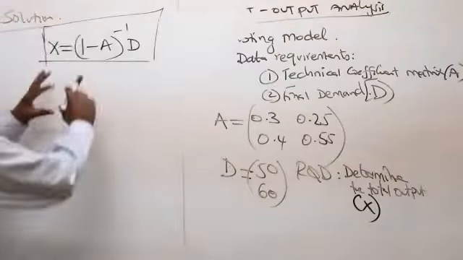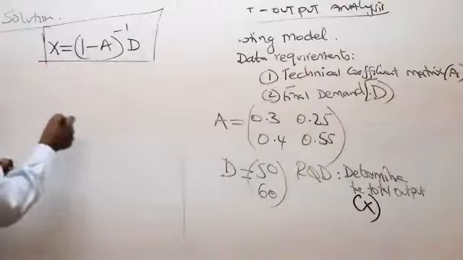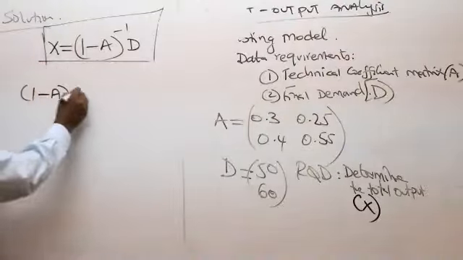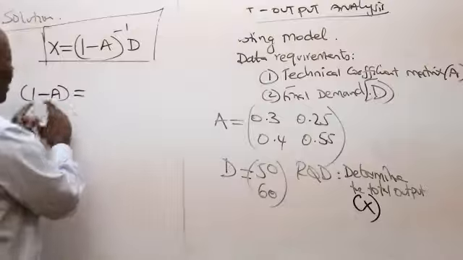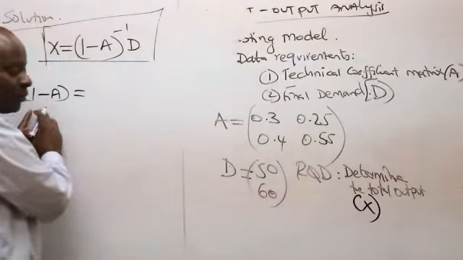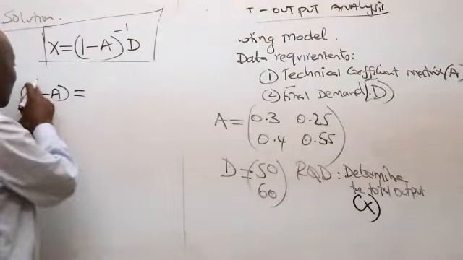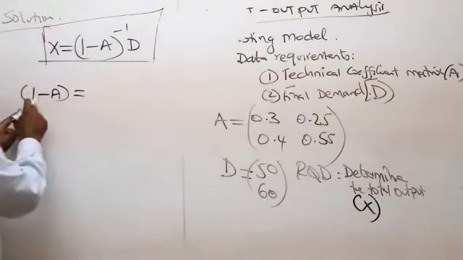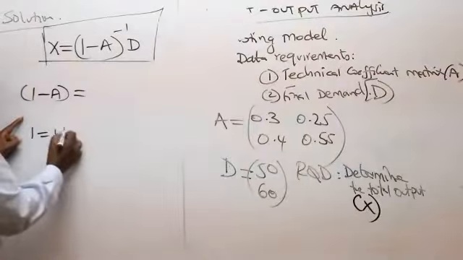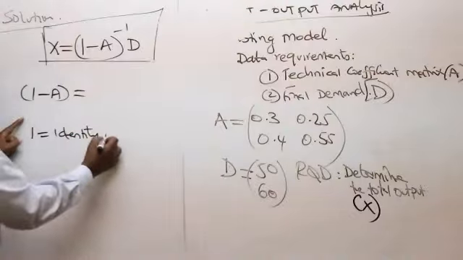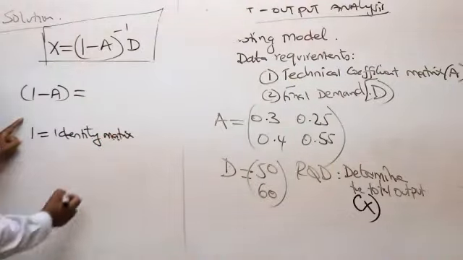I would want us to come as per body mass and ascertain what we call I minus A. So our I minus A will be, remember, if you watched your matrices very well, this is not one. This is called an identity matrix.